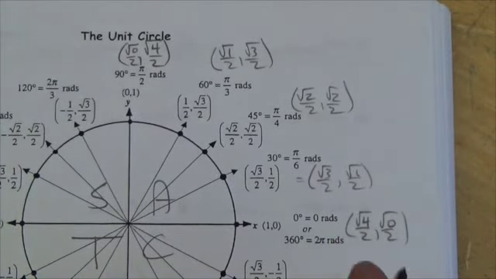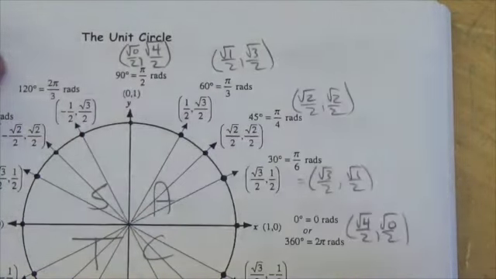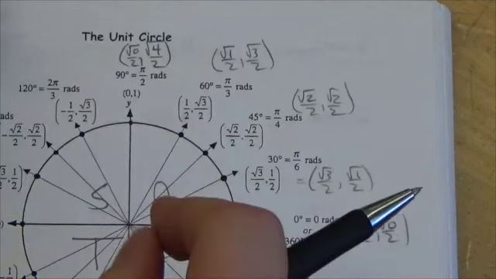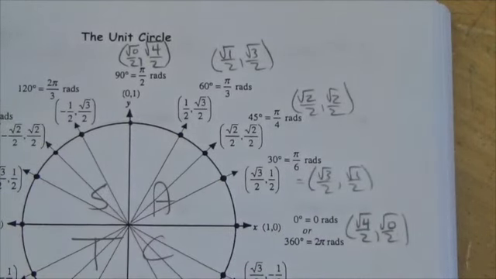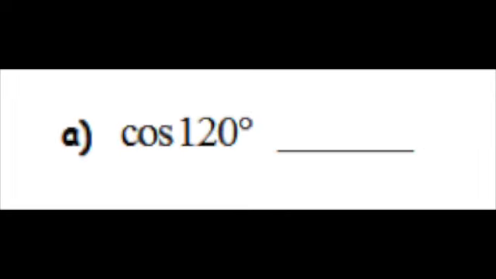So by quickly jotting something like this down on an exam, it's pretty easy to memorize, and then memorizing the cast rule, you should have all the information you need to answer any of the problems you're going to get. Give the exact values of the following. The cosine of 120 degrees.